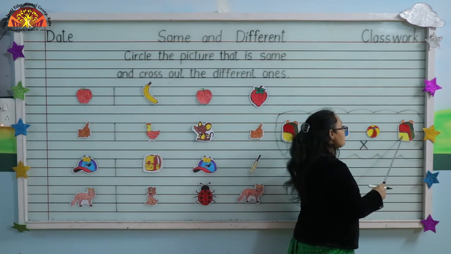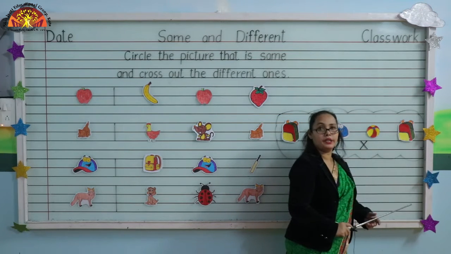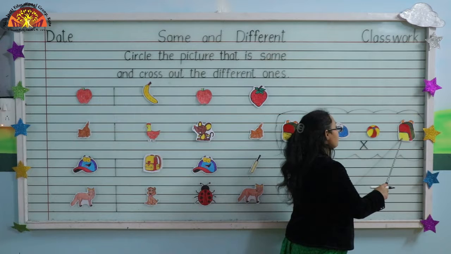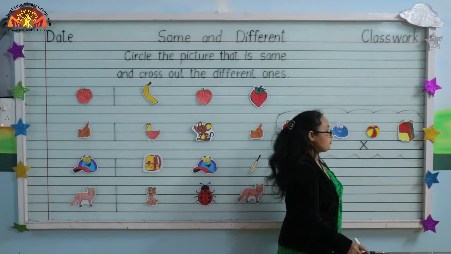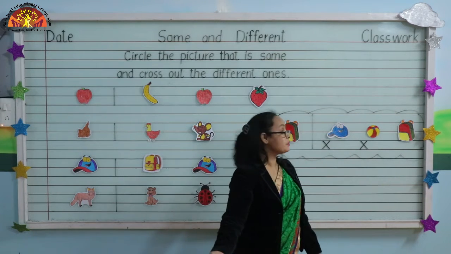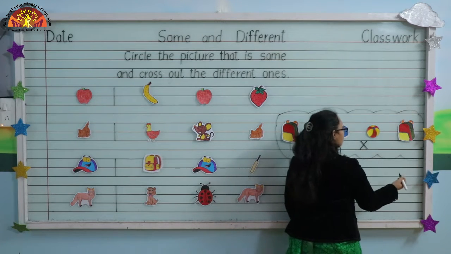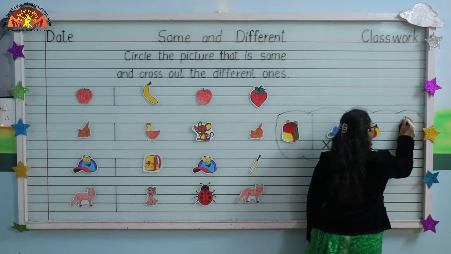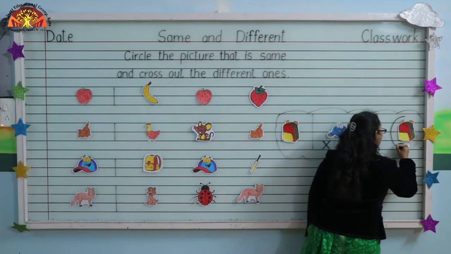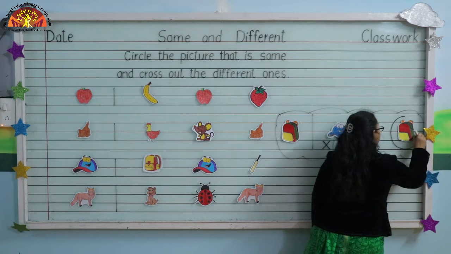Kids, is this a same picture? Yes, this is same. It is a bag. So kids, circle the picture which is same in color and size like this.